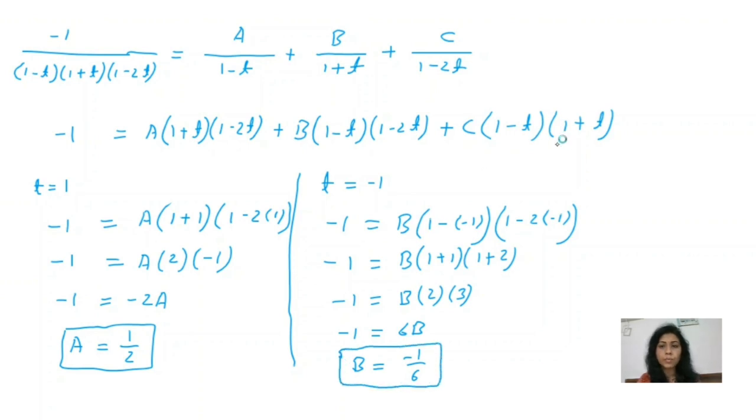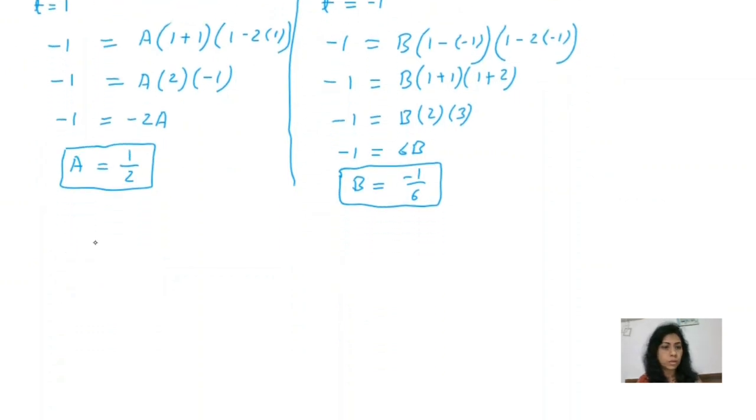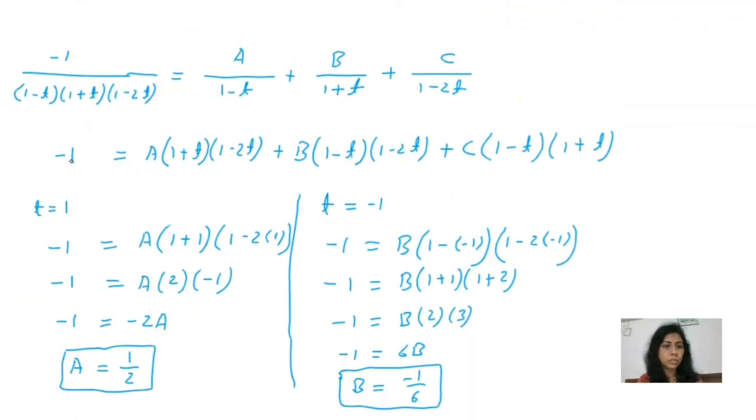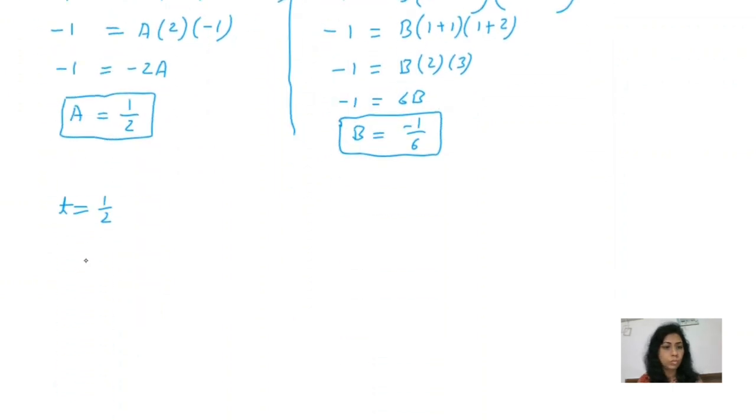Now we have to find out C. So when we put 1, this part will be 0. When we put minus 1, this part is 0. So actually we want to remove this term and this term. When we put the t value 1 upon 2 here, this will be 0. So t is equal to 1 upon 2, or 0.5.